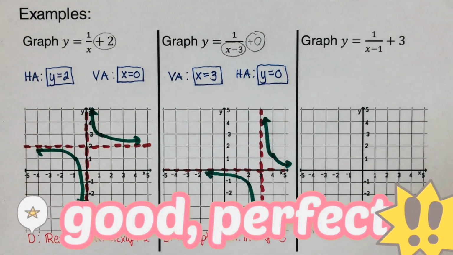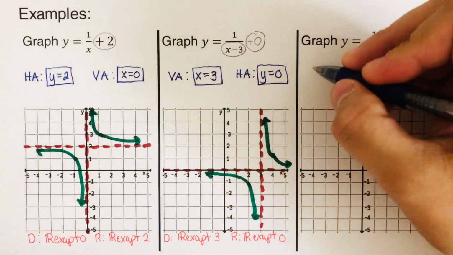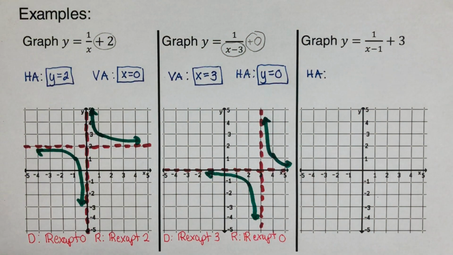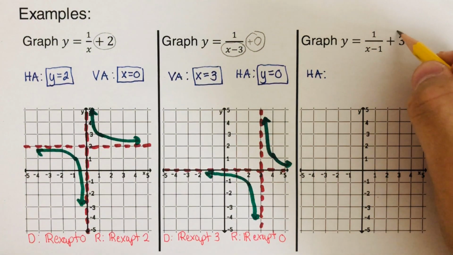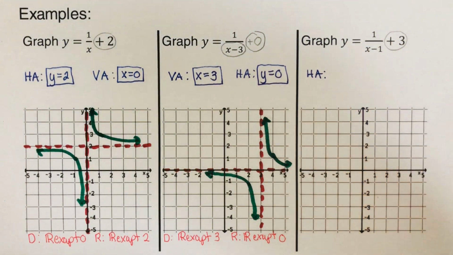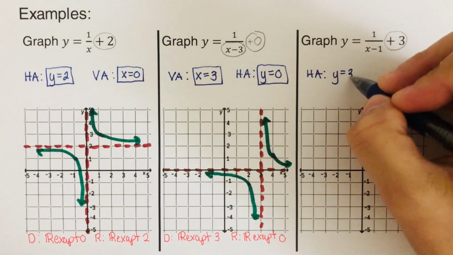Good. Perfect. Now let's move on to the next one right here. So first we have to determine, again, it doesn't matter which one you would want to determine first. Let's have the horizontal asymptote for this. So the horizontal asymptote would be this value right here. Remember, we're supposed to keep the sign of that one. So the horizontal asymptote then is y is equal to positive 3.